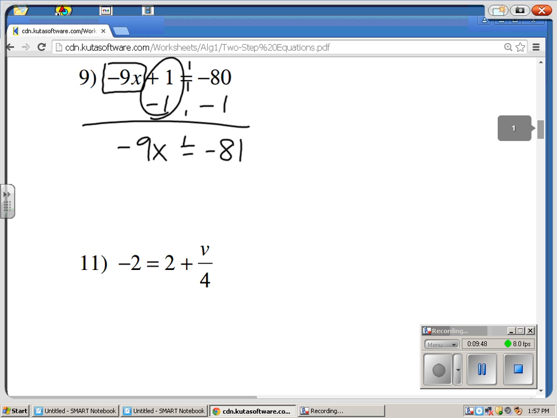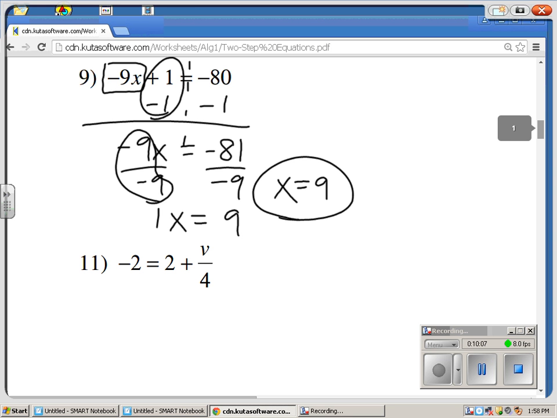Negative 9 and x are separated by multiplication. The inverse operation is division, so we divide each side by negative 9. Whatever you do to one side, you must do to the other to maintain equality. Negative 9 divided by negative 9 is a 1. 1x is the same as just x. And a negative 81 divided by negative 9 is a positive 9, so the final answer is x equals 9.